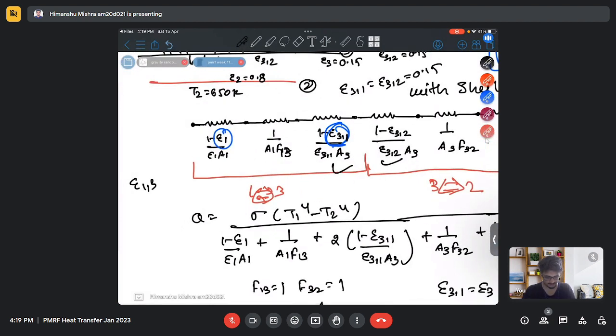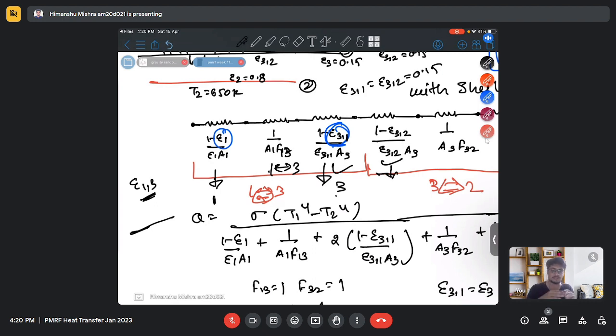Even if I write this, it should be coming out from surface 3, because this is the radiation emitted from surface 1. Then this is the space between 1 and 3, and this is from 3. This should be from 3. So this emissivity should come from surface 3 towards 1.